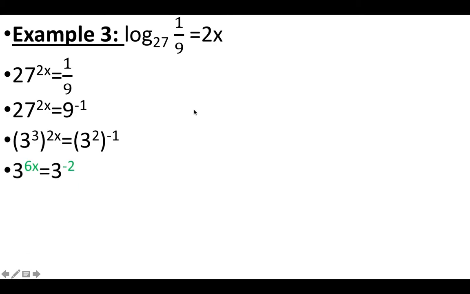Now that I have it written like that, I can go ahead and set the exponents equal, because now that the bases are the same, by the equal base theorem, I can take the exponents, set them equal to each other, and solve for x. So now we just basically have to divide both sides by 6 to solve. I wrote this as my final answer, but this can reduce to -1/3 as well if you cancel out a 2 from the top and a 2 from the bottom. That's it for example 3.